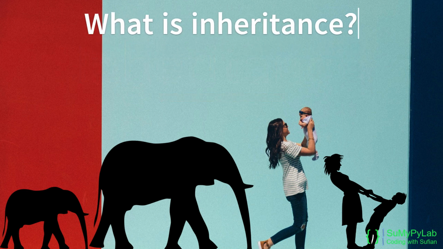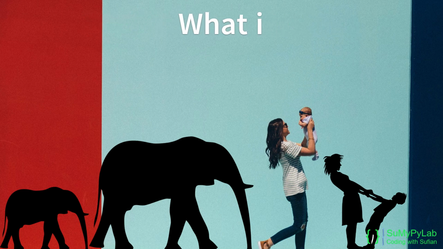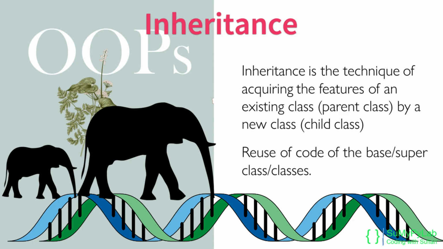So, what is inheritance and how to use this feature in Python? Inheritance is the technique of acquiring the features of an existing class, or parent class, by a new class, or a child class. It helps in the reuse of existing classes and incorporating new attributes and methods into the child class, keeping the parent class or the base class unaltered. For example, consider a class, person. A person may have many attributes, but for simplicity, consider it has only 3 attributes: name, sex, and date of birth.